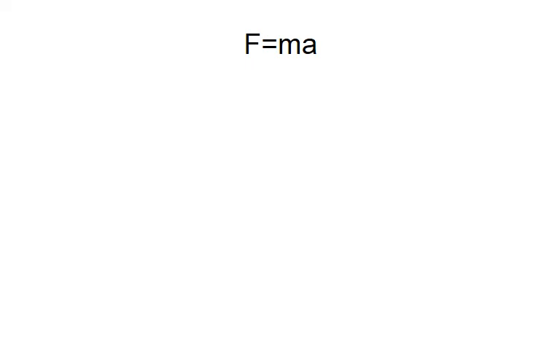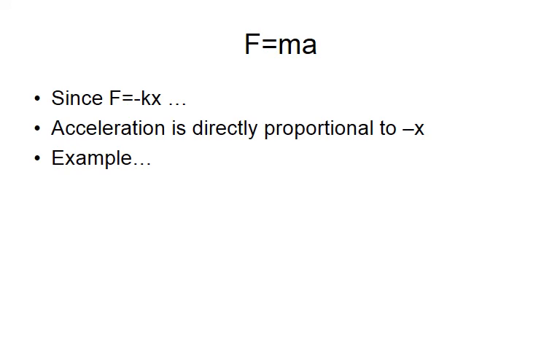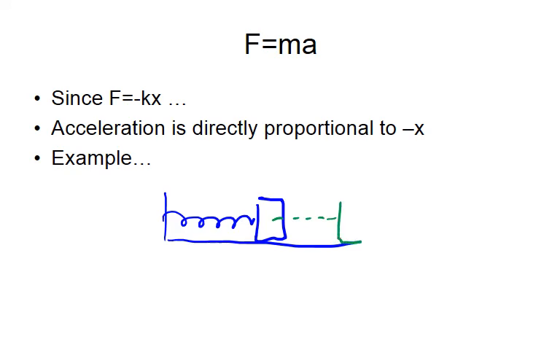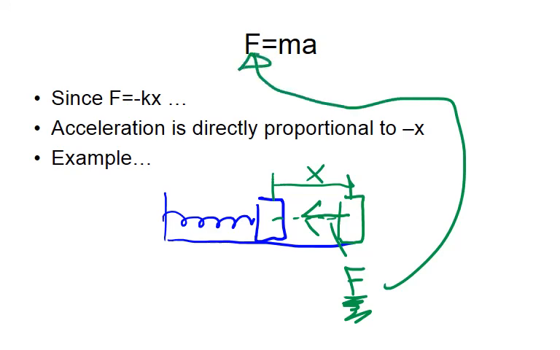So when we consider F equals ma, force equals mass times acceleration, we know that the force of a spring equals negative kx. The acceleration is directly proportional to how far it goes. So in other words, if you have a spring on a surface here, the further this is stretched from equilibrium, the greater x is, the more force there is trying to bring it back. So the more force there is, the more acceleration we have.